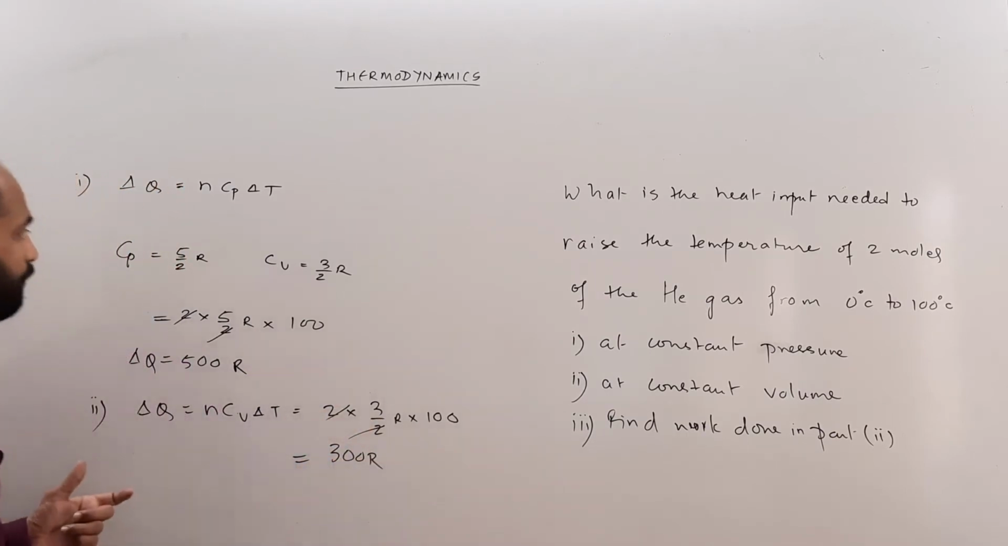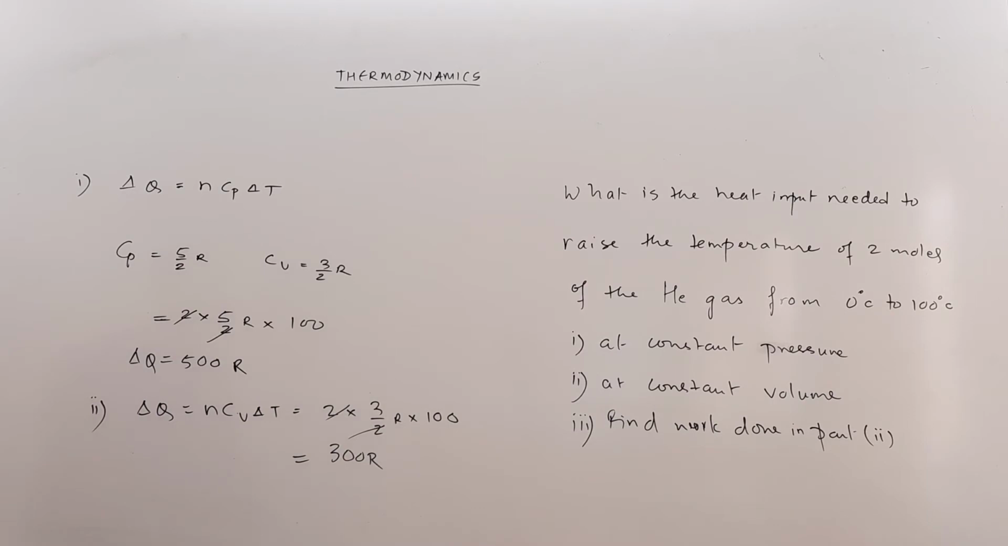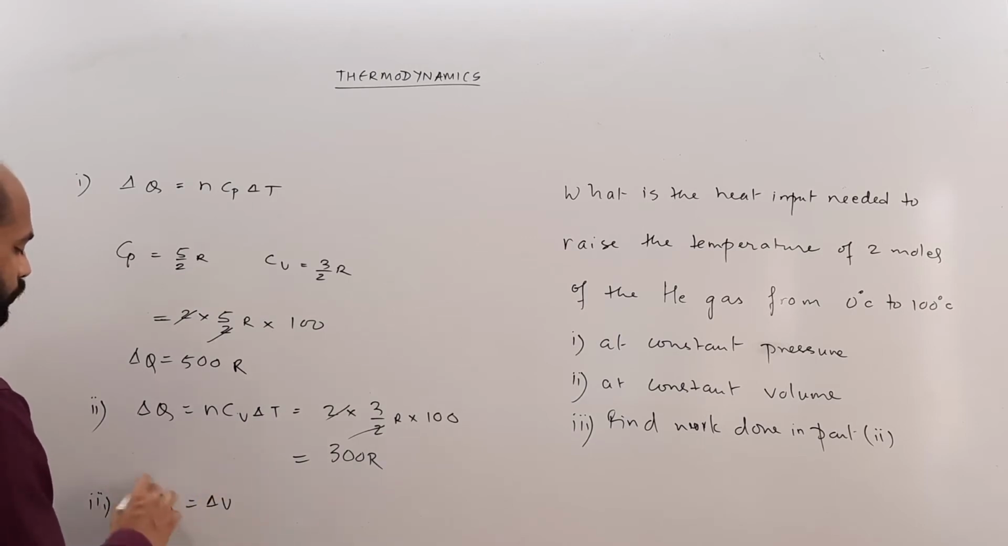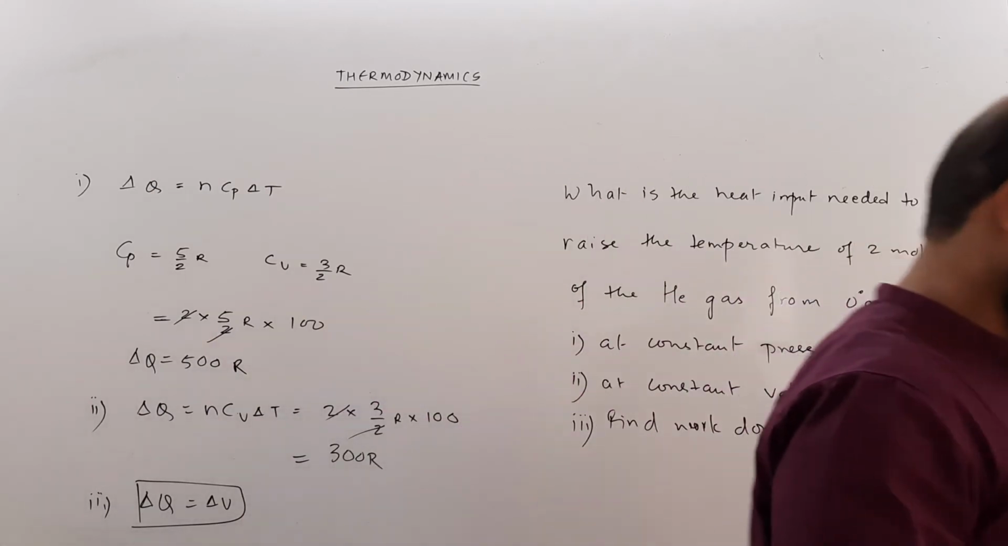Now we have got the heat supplied in either case. What we have to find is the work done. Work done in part 2 is going to be at constant volume. At constant volume, it is 0. So delta Q is equal to delta U and work done is 0 in the second case.